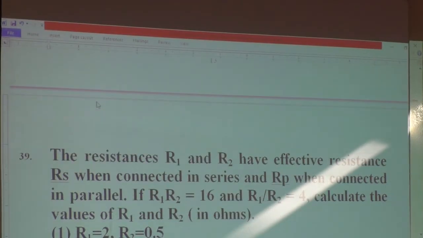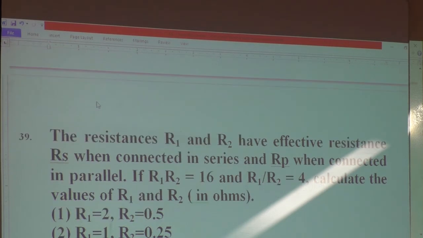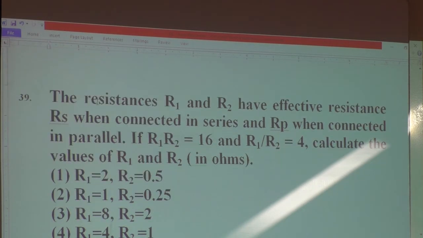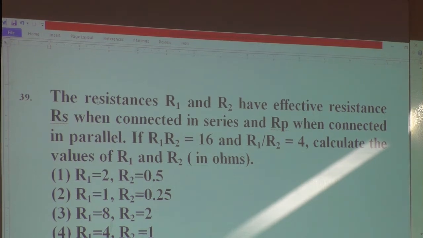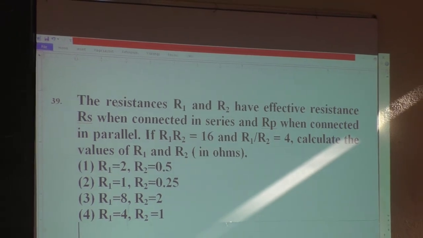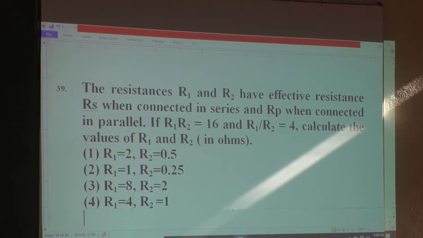Resistances R1 and R2 have effective resistance Rs when connected in series, and Rp when connected in parallel. Okay, they are the symbols used. R1 R2 is 16, R1 by R2 is 4. Calculate the value of R1 and R2.